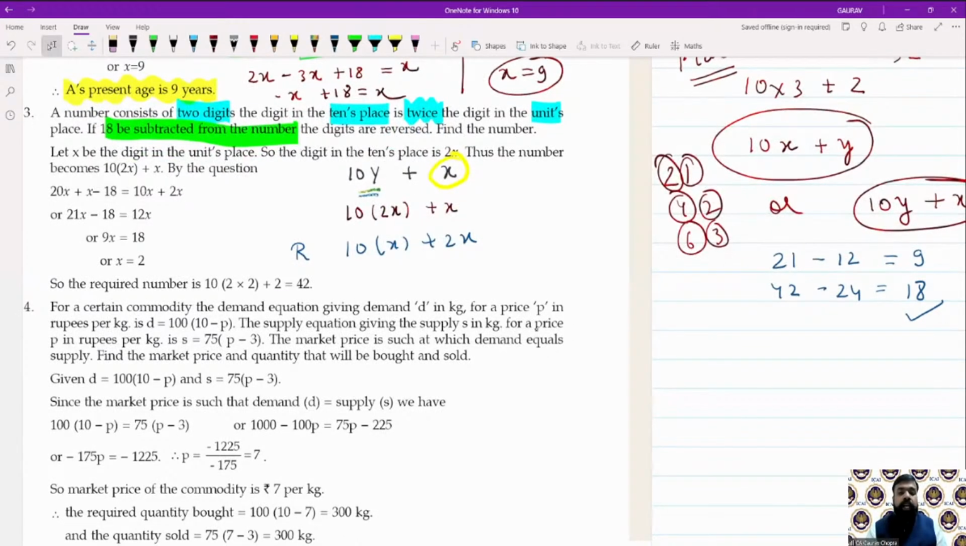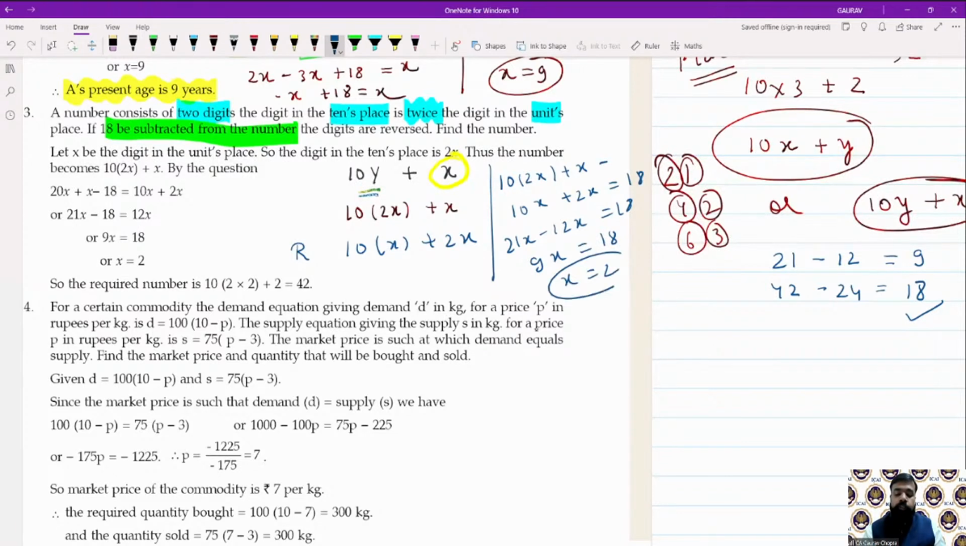So what we can do, we can subtract them and we will get the result as 18. So let us subtract 10 of 2x plus x minus what we are subtracting, 10 of x plus 2x, and the result is 18. So let's see what we are getting. We are getting here 21x minus 12x is equal to 18. Therefore, 9x is equal to 18 and the value of x will be 2.